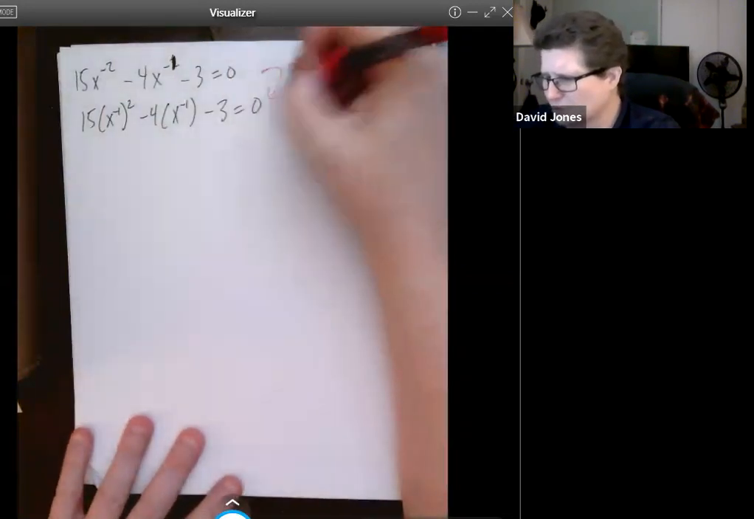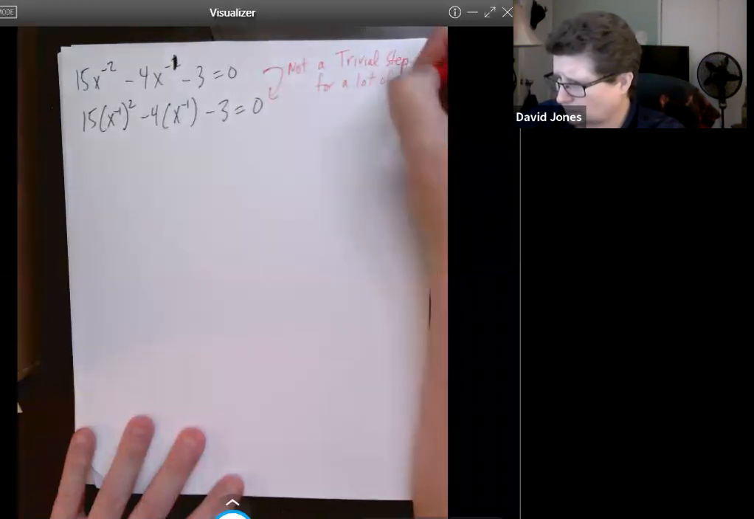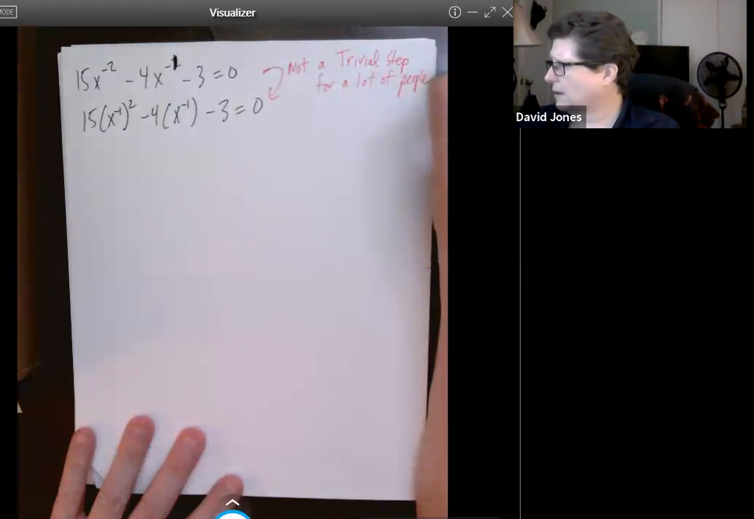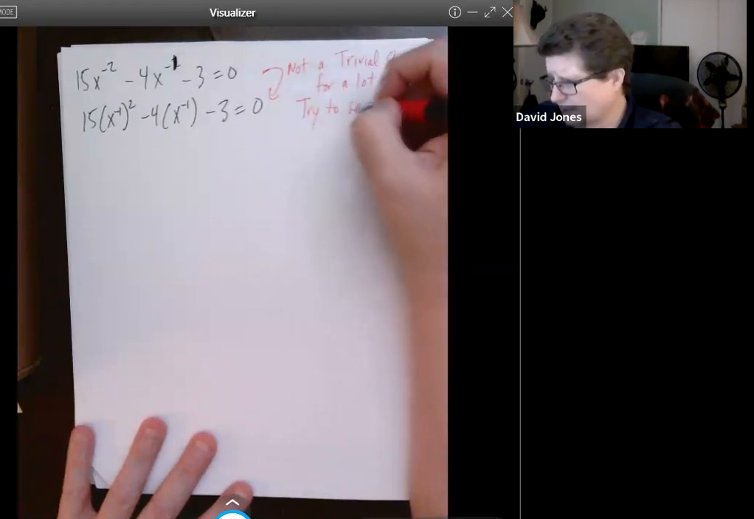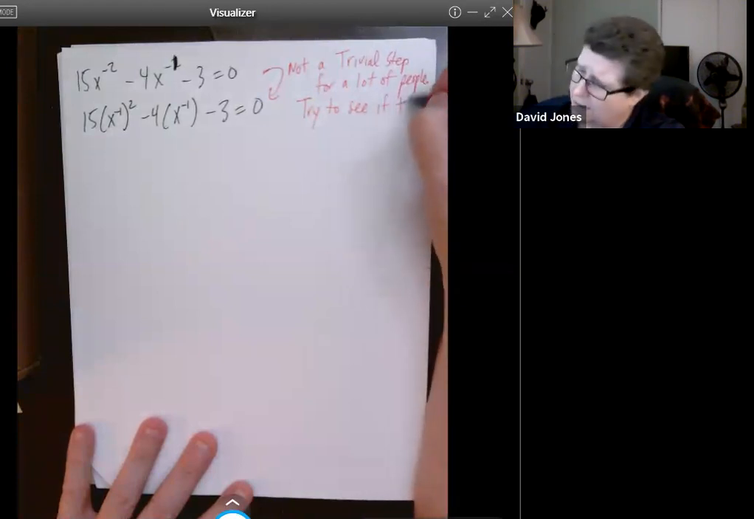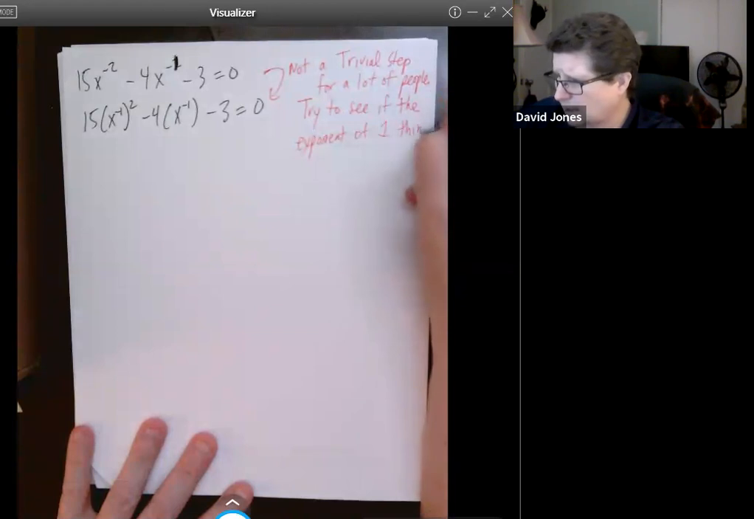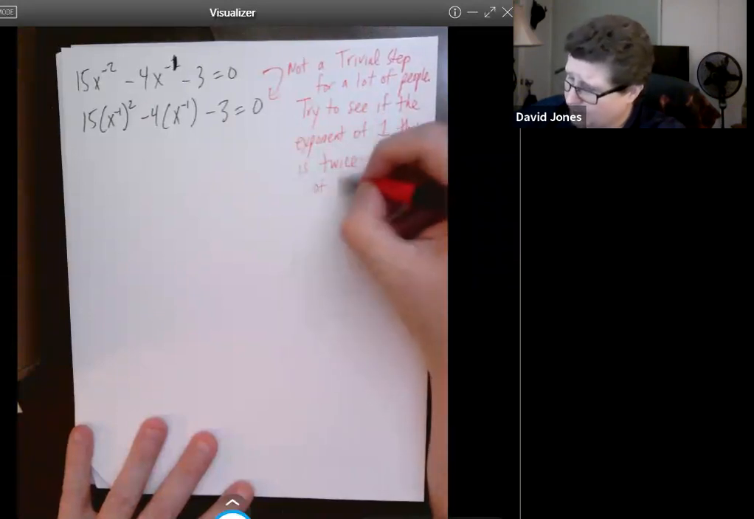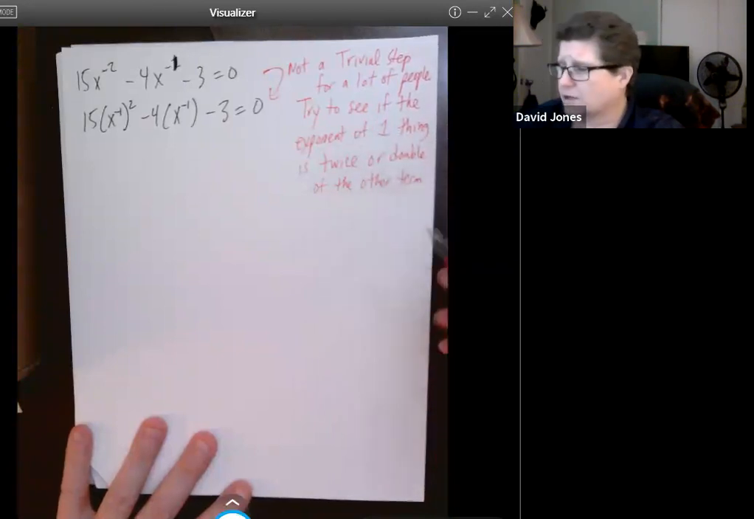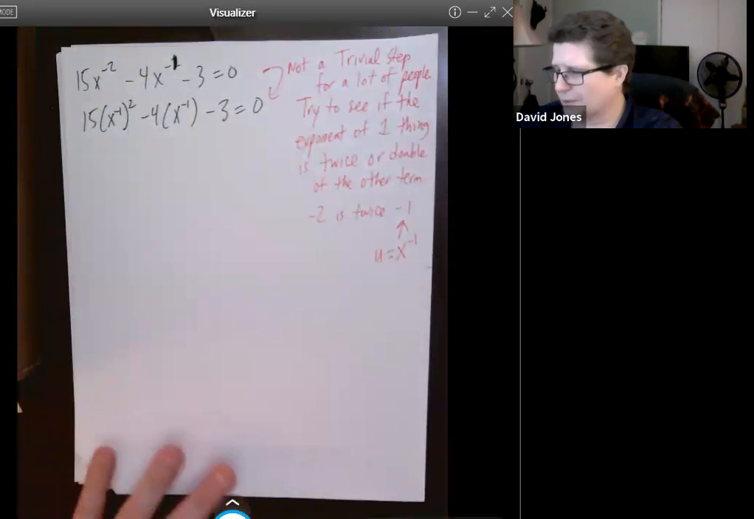And I realize this is not a trivial step for a lot of people. You're trying to see if the exponent of one thing is twice or double the exponent of the other term. So negative 2 is twice negative 1. So negative 1, that's what I'm going to set u equal. I'm going to use that one as the exponent. u equals x to the negative 1.